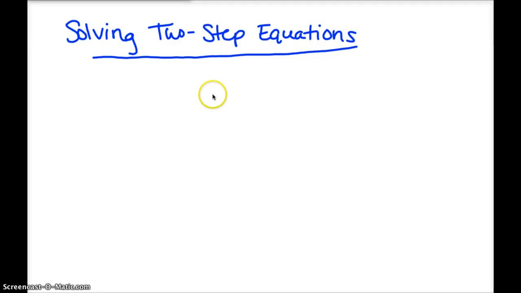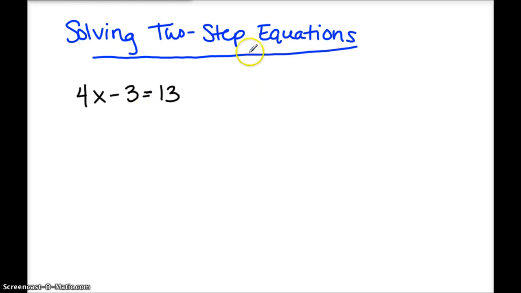Alright, in this video we're going to review solving two-step equations. So you will have something that looks like 4x minus 3 equals 13 that you'll have to solve. So there is a certain order that you need to do this in.